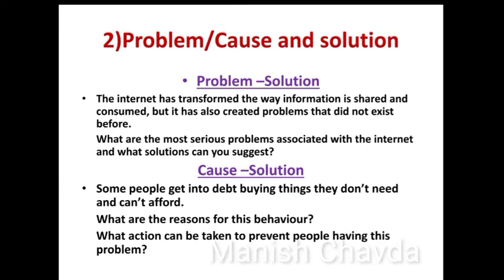The first question is about problem solution, the second is about cause solution. Now let's move to the third. Here you can see that it says what are the most serious problems. From that line you can understand this is about problem, and what are the reasons. From that you can identify this is about cause.